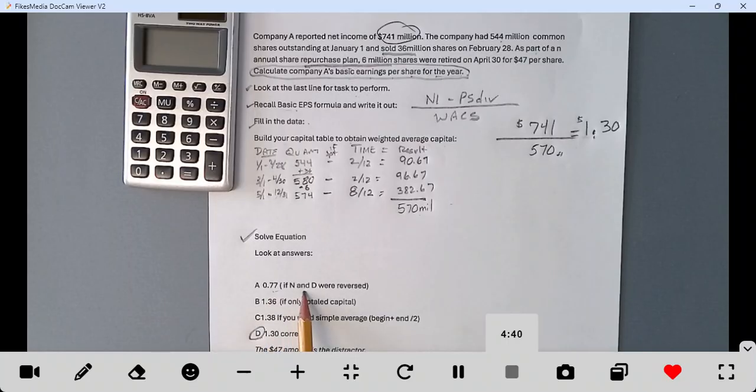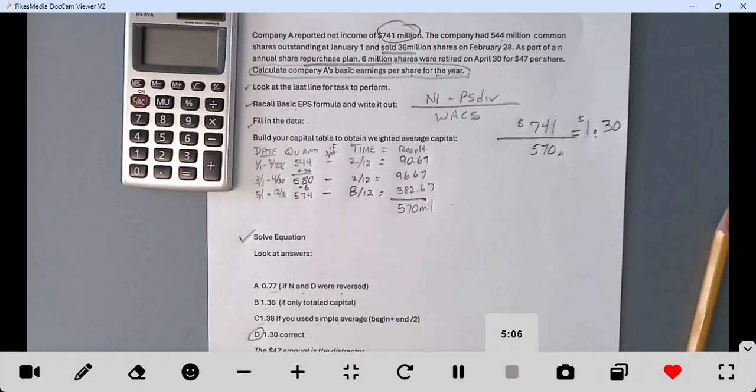77 cents: if your numerator and denominator were reversed, which happens all the time. How many times have you done it? $1.36: if you only totaled the capital and then used that number. And $1.38 if you used a simple average. You just went from 544 to 574, divided it by 2, because you didn't know how to do this. But when you know how to do it, you get $1.30, correct, and that is basic earnings per share. And by the way, the $47 is the distractor.